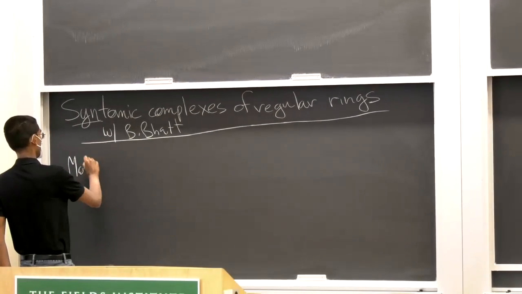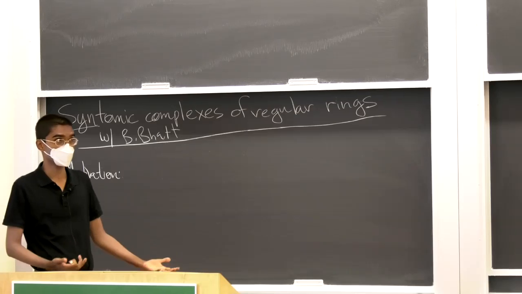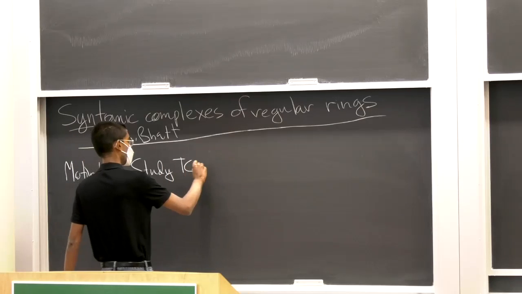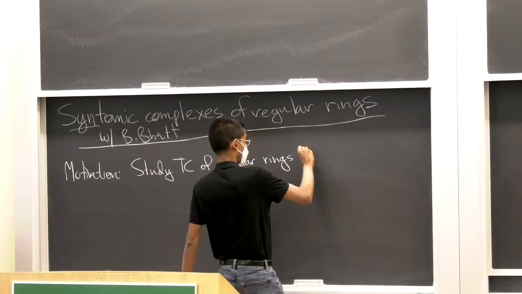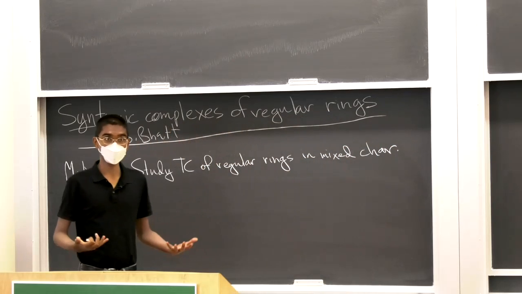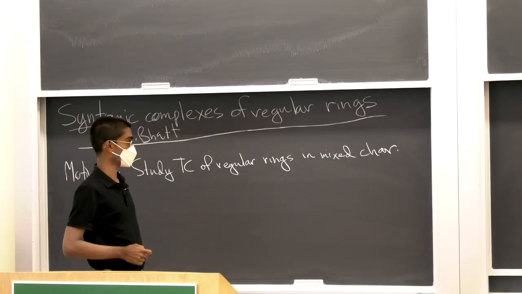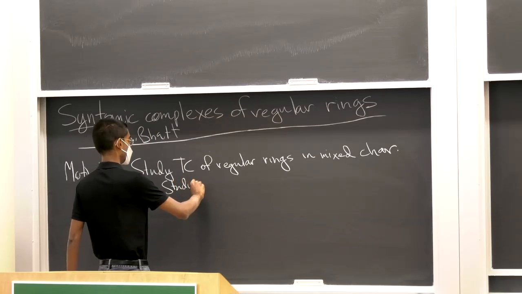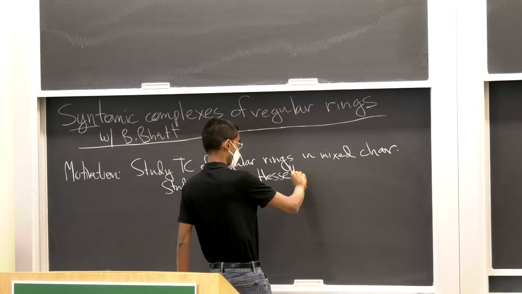So the motivation comes from the study of the topological cyclic homology of regular rings in mixed characteristic. The motivation is to study TC of regular rings or regular schemes in mixed characteristic in particular. This is a subject that has been studied extensively in the literature before, in particular in the work of Hesselholt and Madsen from '03 and '04, for smooth algebras over a DVR.